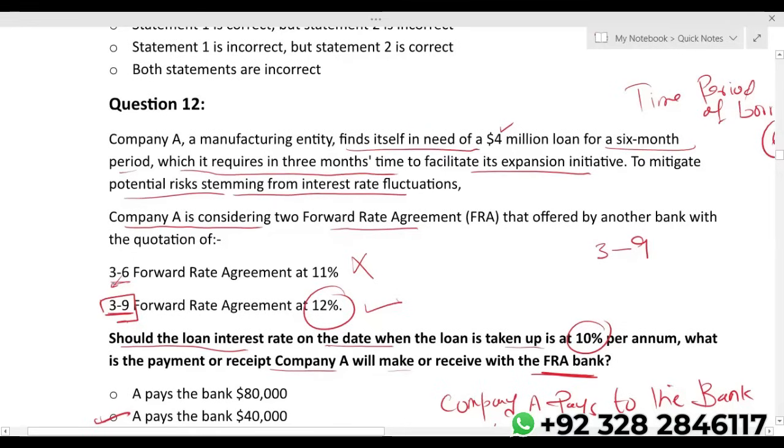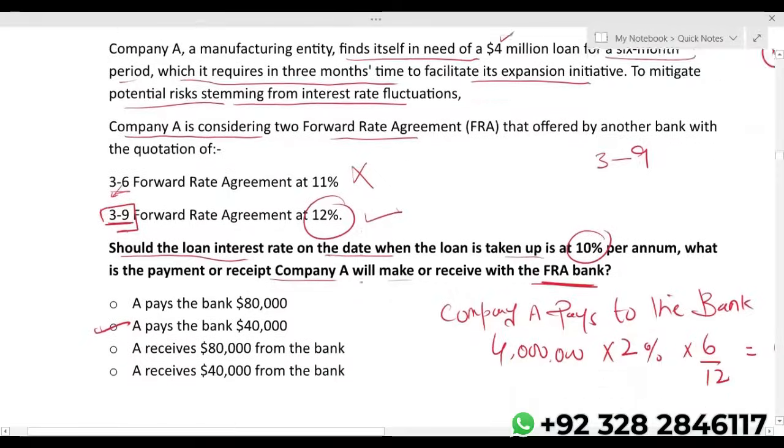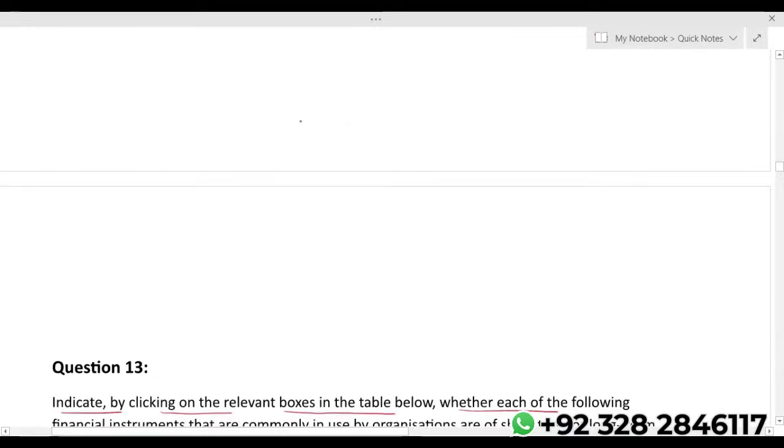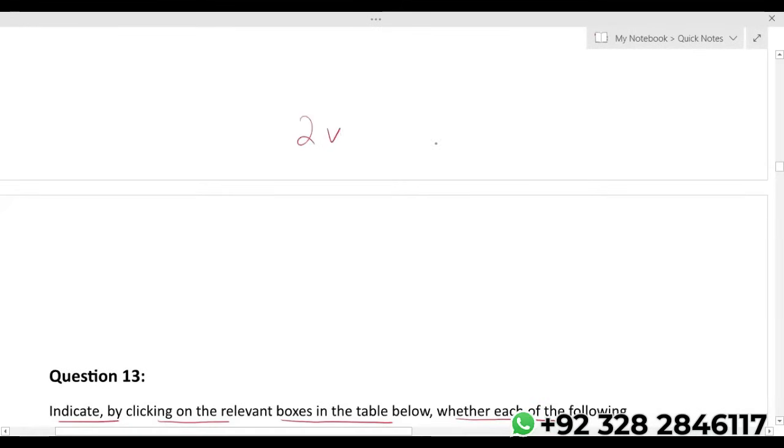Because the time period of borrowing is 6 months. The first FRA shows the time period of borrowing is 3 months. The second one is the relevant one for us, because we will take the loan after 3 months for 6 months. If, for example, it is written like this or this, it means the FRA will start in 2 months' time and end in 5 months' time. So the time period of borrowing or lending is 3 months.